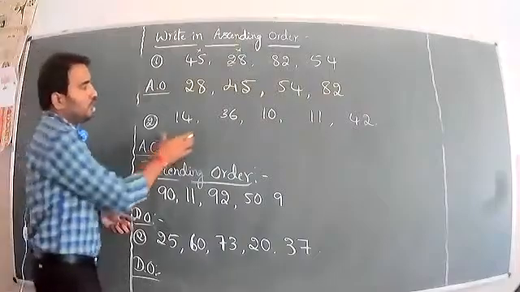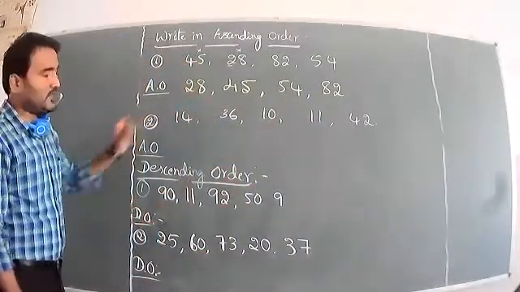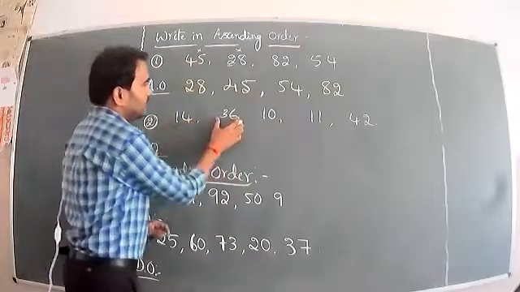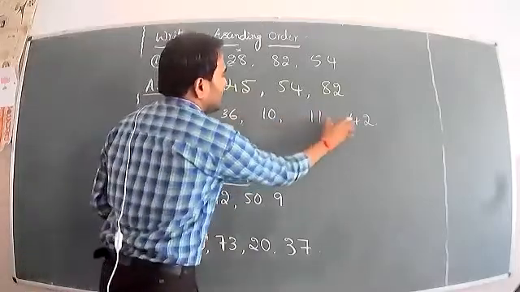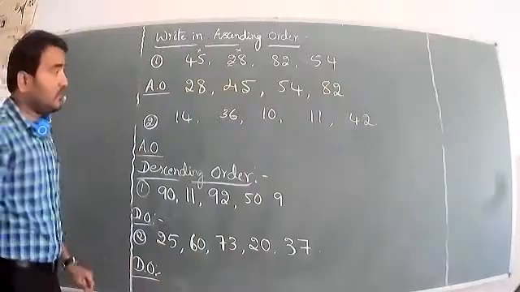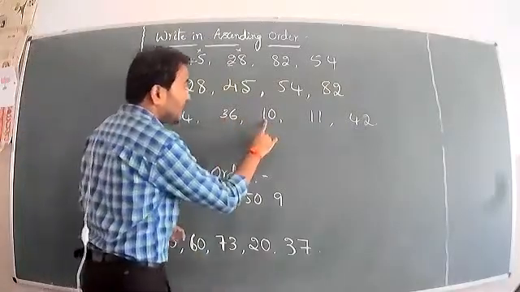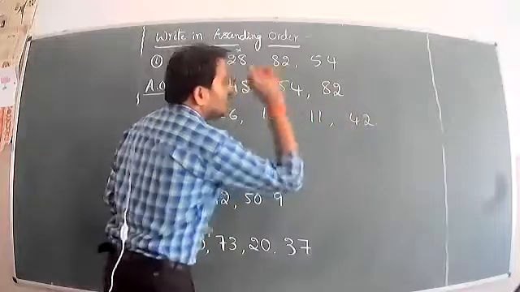So now observe the second question. 14, 36, 10, 11, 42. Which number is smaller? Now you compare the tens values. 1, 3, 1, 1, and then 4.